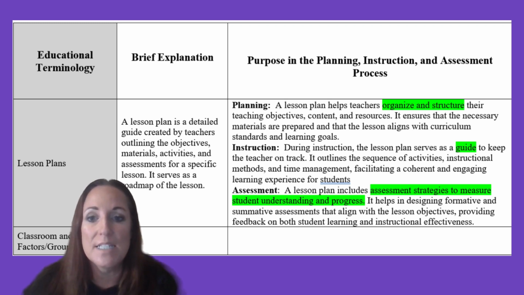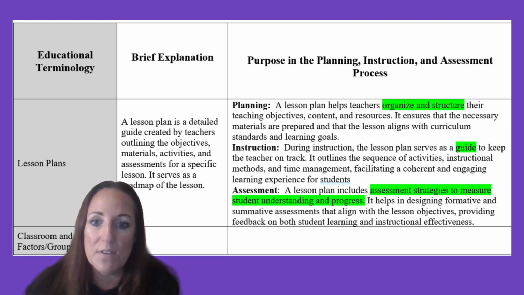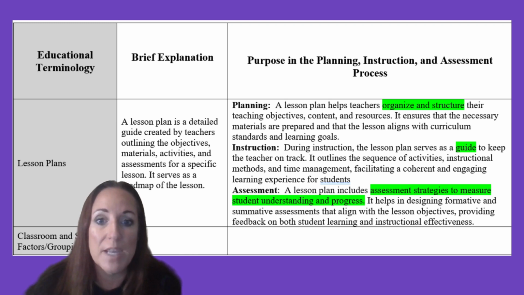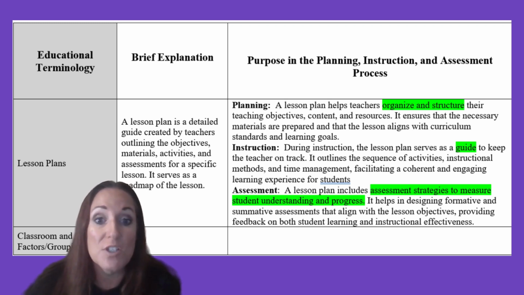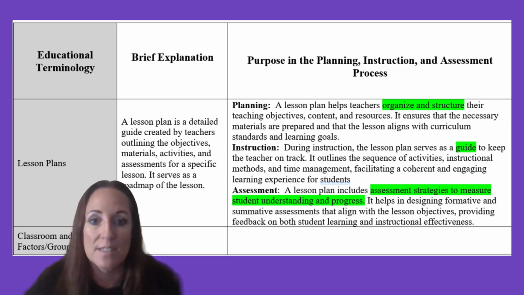A lesson plan is a detailed guide created by teachers outlining the objectives, materials, activities, and assessments for a specific lesson. It serves as a roadmap to the lesson. I looked at multiple definitions to create my own definition for this assignment. Then I explained how lesson planning is involved in planning, instruction, and assessment. In the planning process, it's the organization and structure. For instruction, it serves as the guide. And for assessments, it's the strategies to measure the student's understanding. And all three of those things happen within the lesson plan.